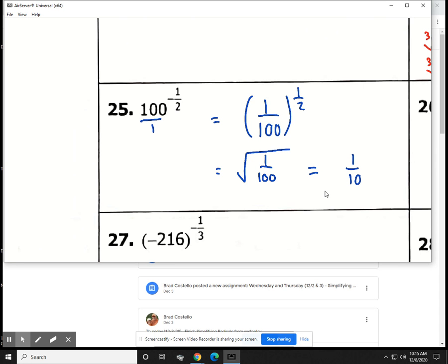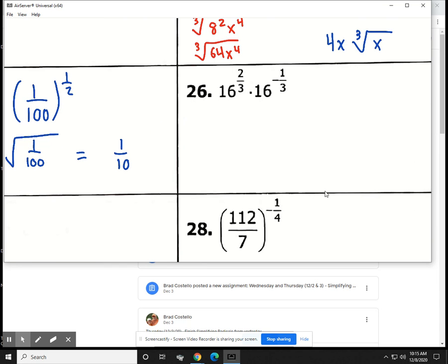Now, the reason I want to show you that one first is because all of a sudden, if I look at number 26, some people look at this right here, and they're like, oh, flip your fraction. And my response to that is, not yet. Okay? Don't flip your fraction yet. Because this is 16 to the 2/3 times 16 to the negative 1/3. What should you do first before you start thinking about flipping your fractions?